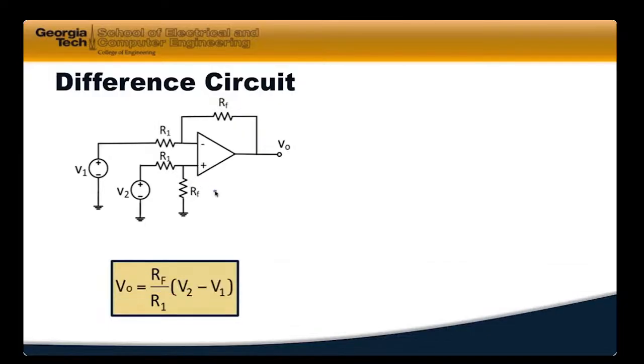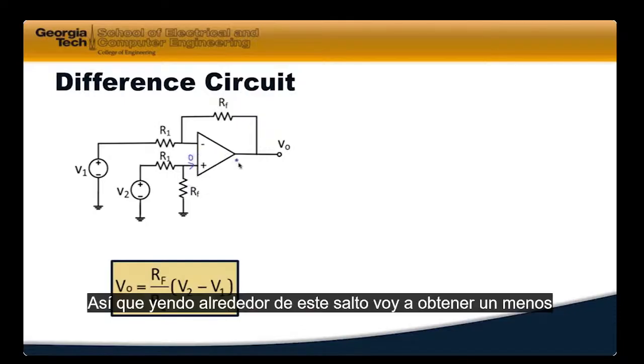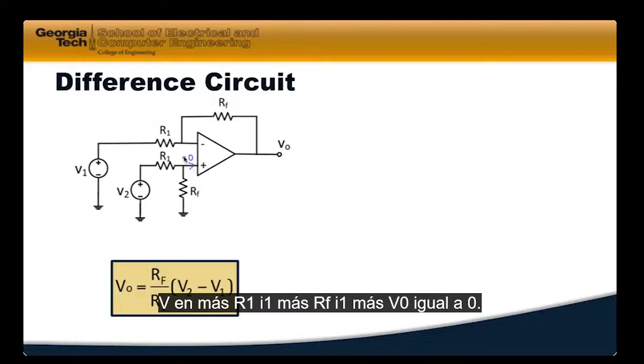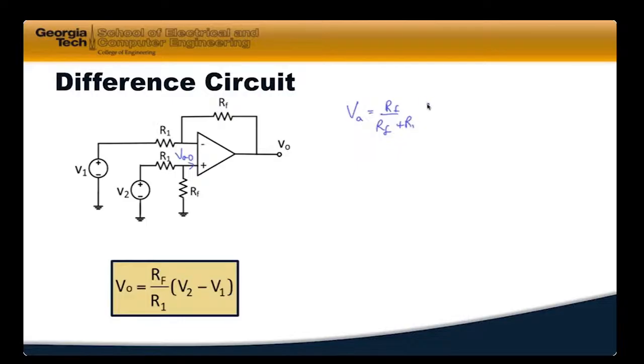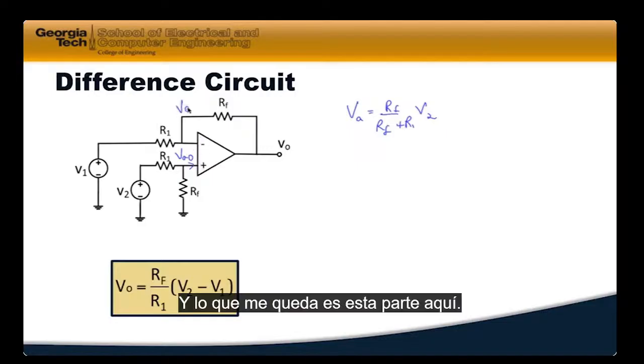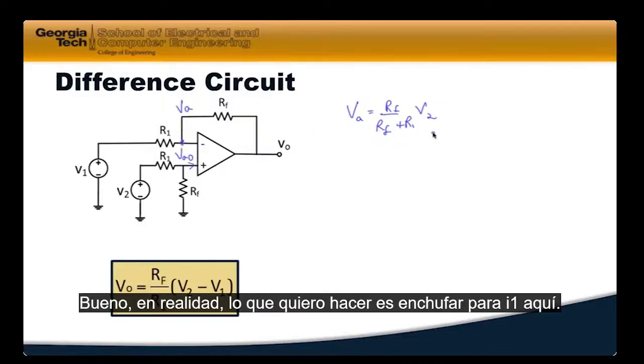Going back to my basic assumptions again, if there is 0 current going through here, all the current goes through this way. That means I can use the voltage divider law to find this voltage, which I'll call V sub A. V sub A is equal to RF over RF plus R1 times V2. And because there's a 0 voltage drop here, this is also VA. Everything on this node is V sub A, which I know now.